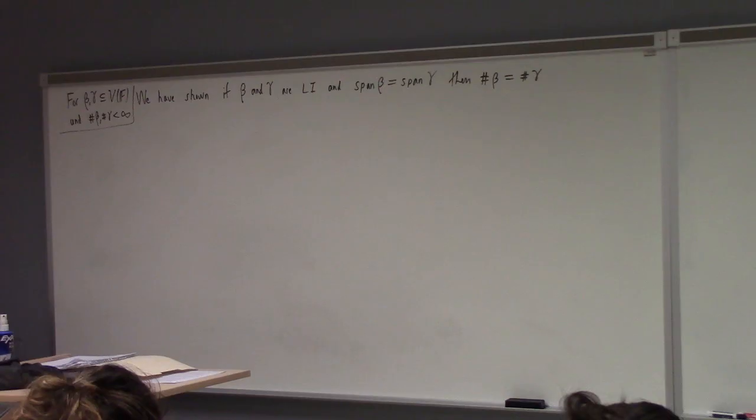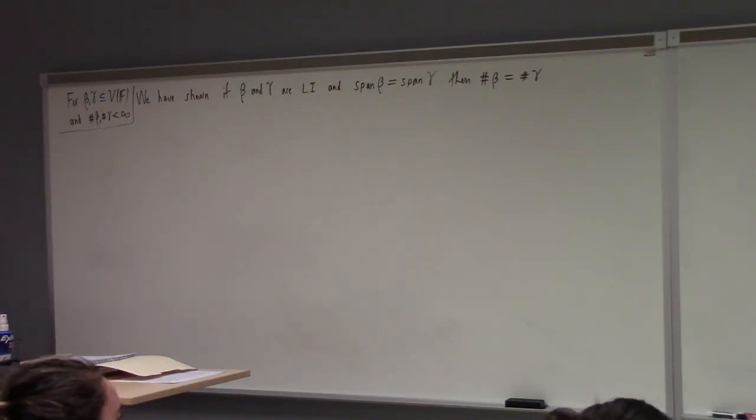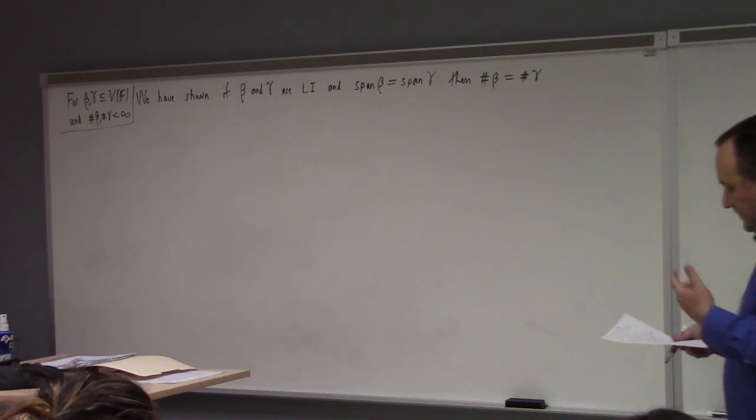So that trace thing we did, we showed the traces were equal, going from the beta to the gamma and the gamma to the beta. That showed us the dimension of V was n for both, which is to say that the number of things in beta is the number of things in gamma. This we have already proved. So we have this.